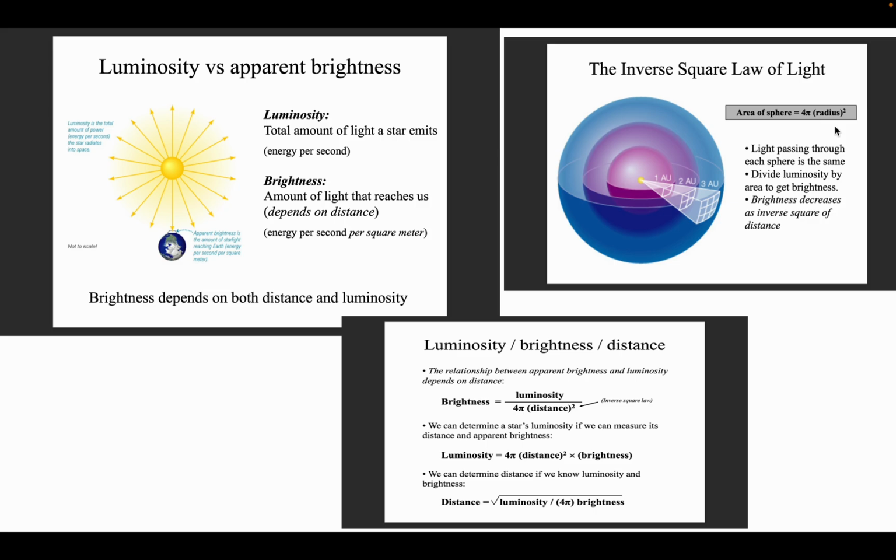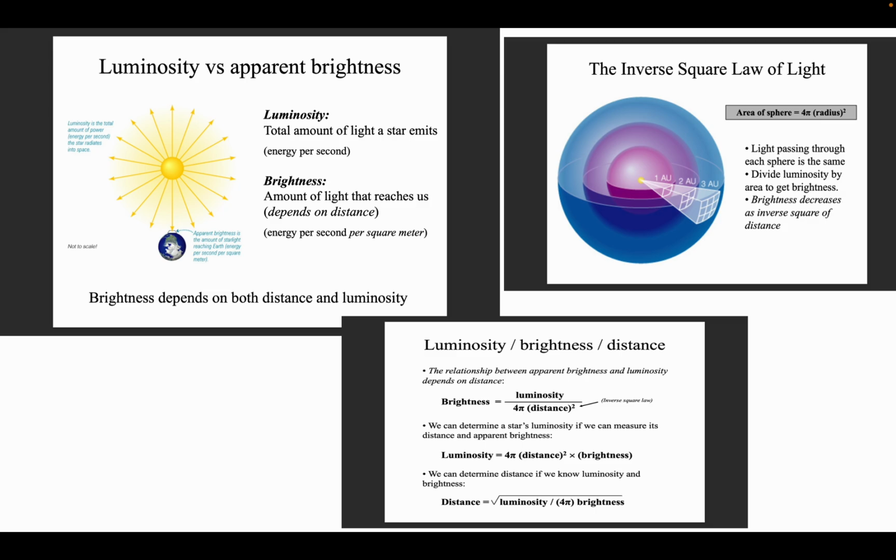So the area of each sphere is equal to 4 pi, the total area of each sphere surrounding the object is 4 pi times the distance, or the radius, squared. The light passing through each sphere is the same, and we have to divide luminosity by area to get the brightness. Brightness decreases as we travel from the center to the outer region.